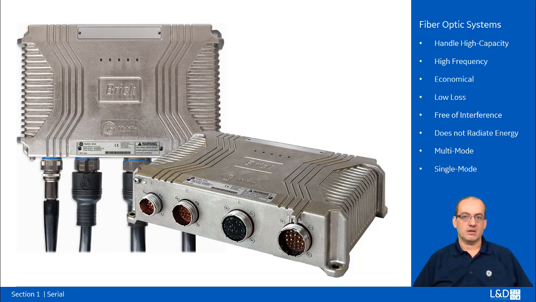The copper wire wasn't sufficient to handle higher and higher rates, and was always susceptible to noise. As such, fiber optic technology is a good alternative. It can handle high capacity, has a high frequency, is very economical, and has low loss of signals. It's free of interference and does not radiate energy. It comes in two modes, of course, the multi-mode and the single mode, and that talks about how the light is sent through the fiber cable.